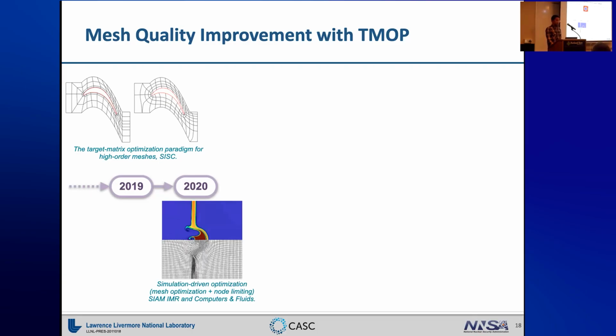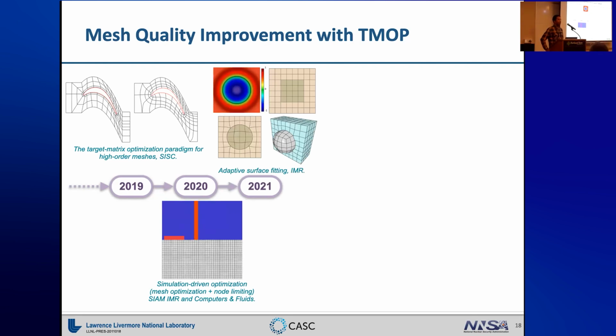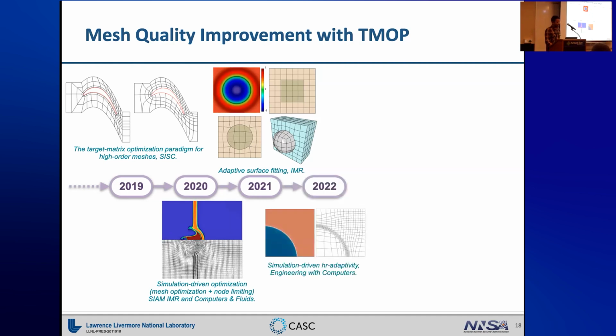In 2021, we did adaptive surface fitting, which is mesh generation via optimization. You have a level set function. An isocontour of this function defines your target geometry, and we take a given mesh and adapt it to align with it. This gives you a conforming mesh. Here you see an example of a coarse mesh morphing to a circular interface, and in 3D to a sphere. By the way, I showed 2D because it's easier to visualize, but all the capabilities that I'm talking about are 3D.